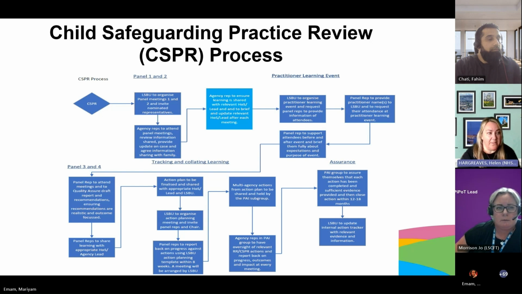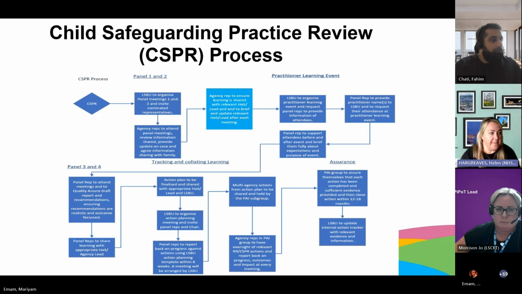It is anticipated that a local child safeguarding practice review will go ahead unless there are clear reasons not to. Regardless of any potential delay to the child safeguarding practice review, it's really important that any learning or recommendations to improve practice must not be delayed as a consequence of any of those parallel investigations. Okay, so looking at the slide then, and we'll start going through the process itself. So the business unit themselves will organise and invite nominated representatives to that first panel meeting.